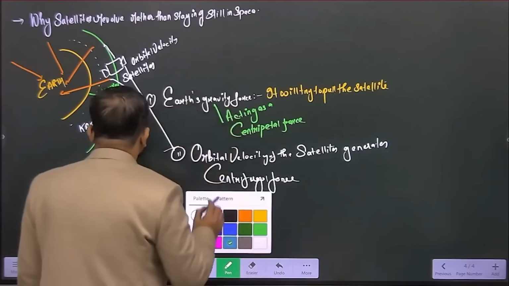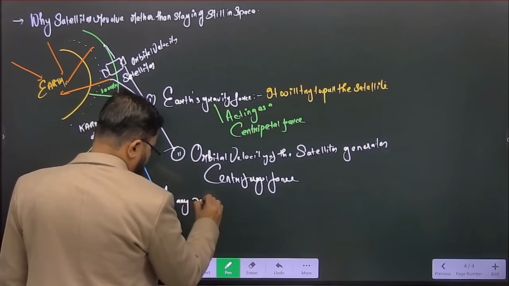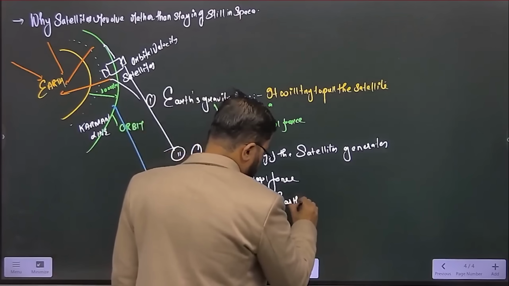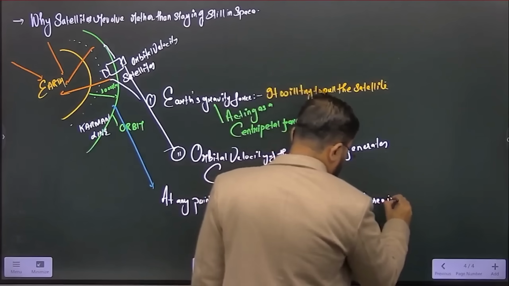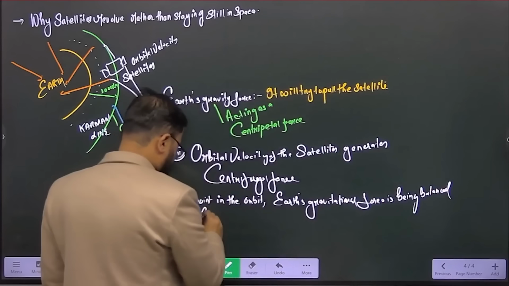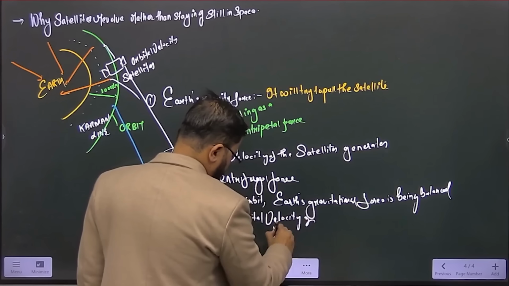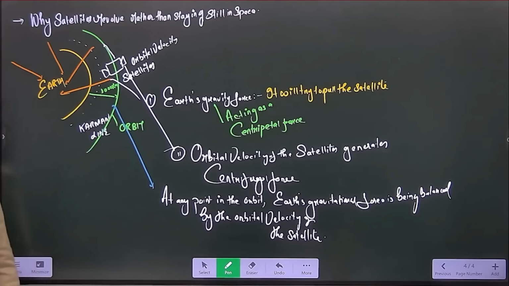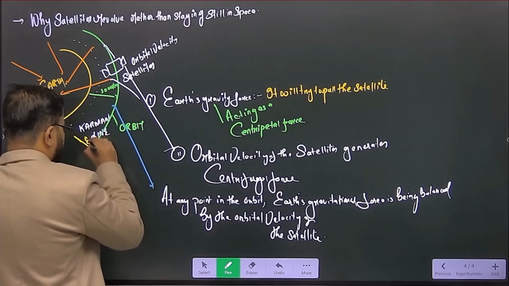So at any point in the orbit, the Earth's gravitational force is being balanced by the orbital velocity of the satellite. At any point in the orbit, if you consider this particular point also, the Earth's gravity force is being balanced by the what?